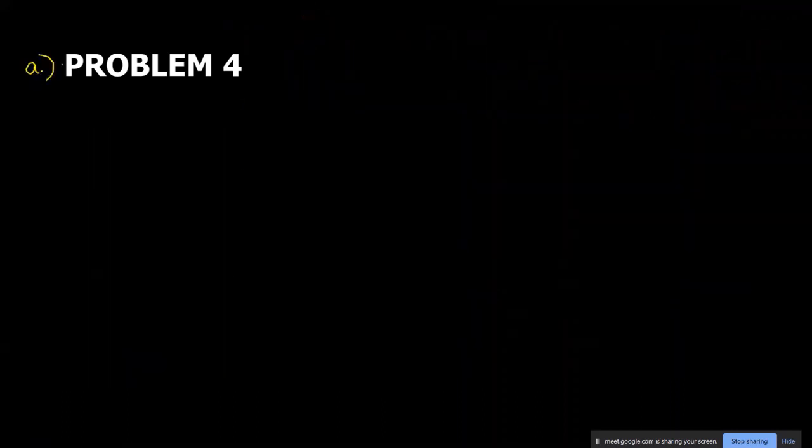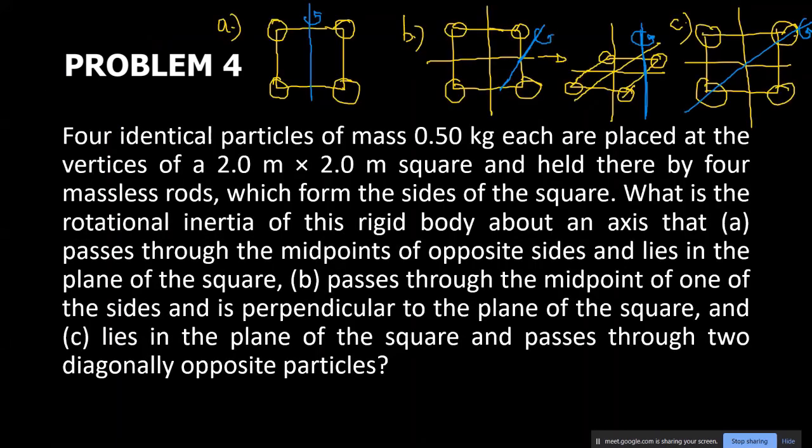So, for letter A, recall that the formula for moment of inertia is the summation of m r squared, because these are just particles. For letter A, we first find the distance from the axis of rotation. Since this square is 2 meters, half of that is 1 meter. So we have another 1 meter here, 1 meter here, another 1 meter here, 1 meter here. They are all the same.